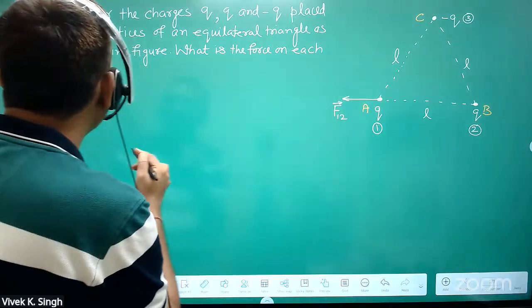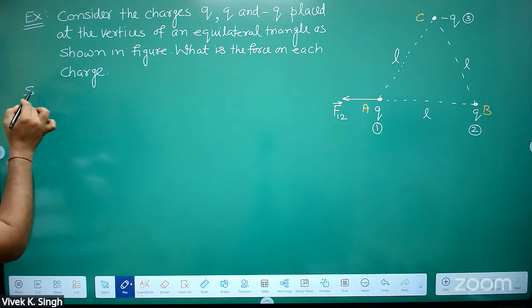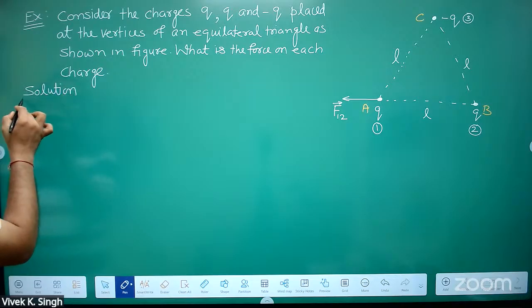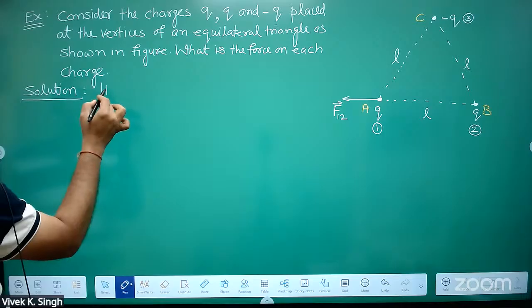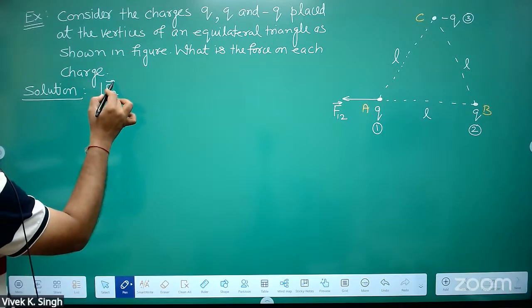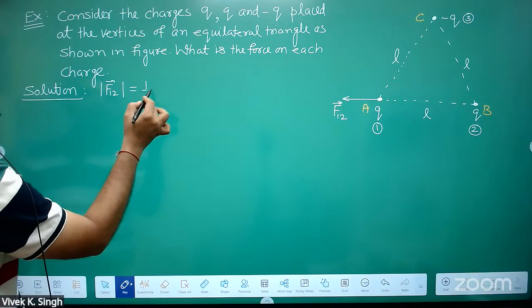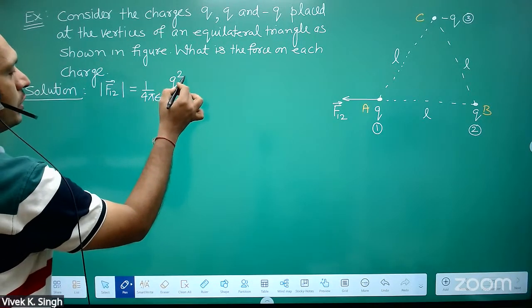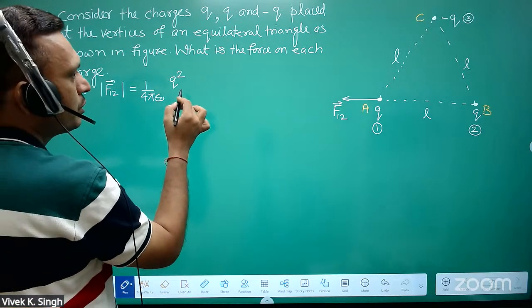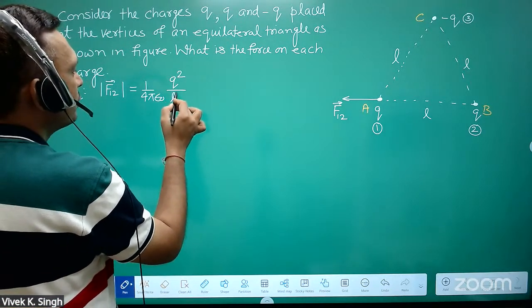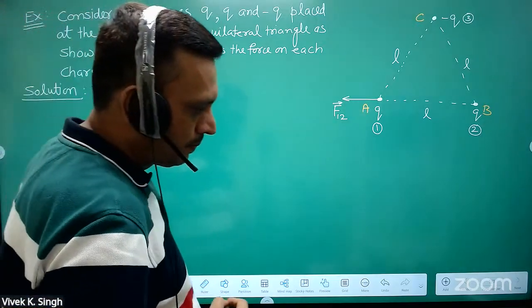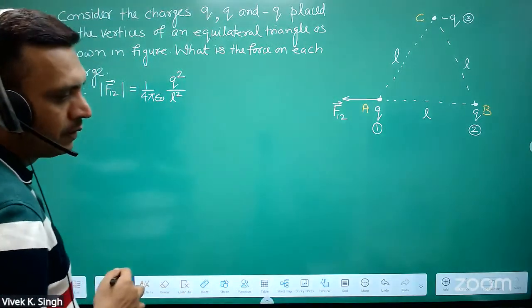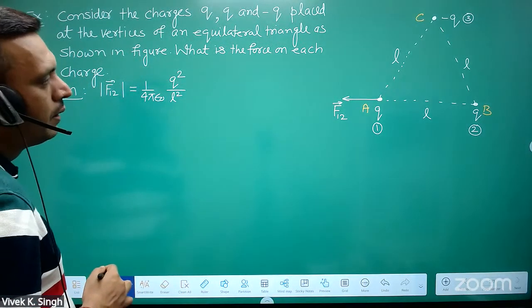So this force is F12. And what will be the magnitude of force F12? This will be 1 by 4 pi epsilon naught, Q square by L square. Okay?